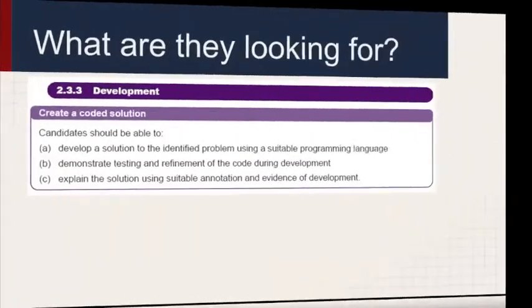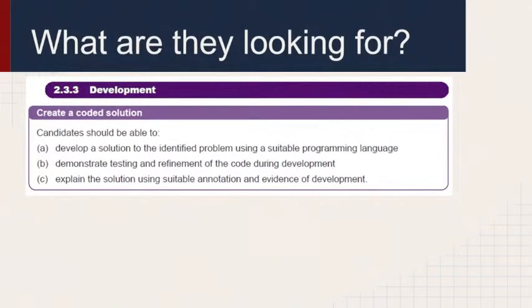The next section is your development section. You need to be able to develop a solution to the problem using a suitable programming language. Python is a suitable programming language. We can do that. Demonstrate testing and refinement of the code during development. So when we've talked about doing our test-driven development, that is what that is asking. Explain the solution using suitable annotation and evidence of development. Suitable annotation means commenting, and evidence of development means using a diary sort of format.